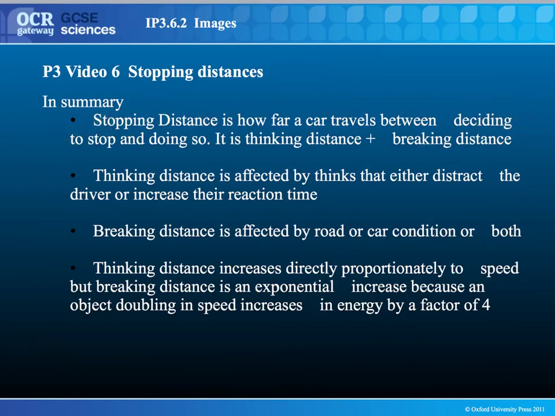Thinking distance plus braking distance equals stopping distance. Thinking distance is affected by things that distract the driver and increase reaction time, whereas braking distance is to do with friction, so road or car condition or both. Thinking distance is directly proportional to speed, but braking distance is exponential. That means that if you double speed, you quadruple braking distance because of the square in the equation that you'll come across later on.